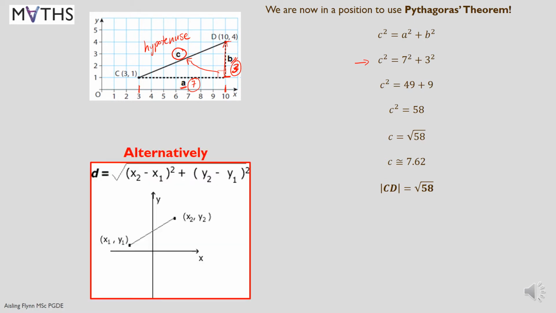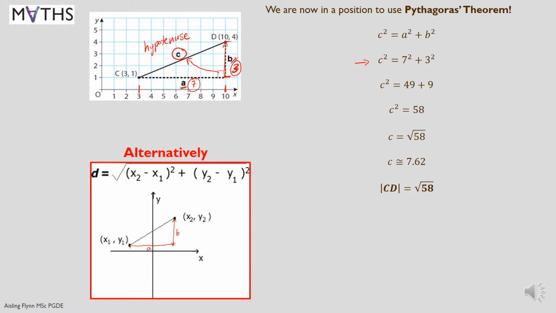Alternatively, we do have a formula in the formula and tables book for distance, and this is it here. It's the square root of, so in the first bracket we have x2 minus x1. Now that's just the horizontal distance from one point to another. That was our a. So it's the same thing essentially, and square it, and then plus y2 minus y1, well, that's the difference in the y values, or the vertical difference. That was our b, and it had to be squared, and then to get the distance, the square root of the sum of those.